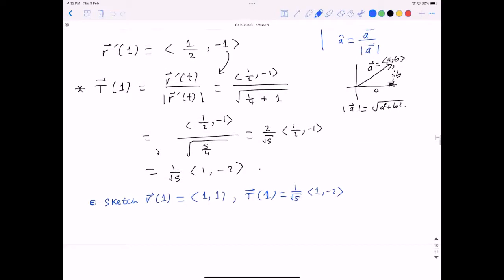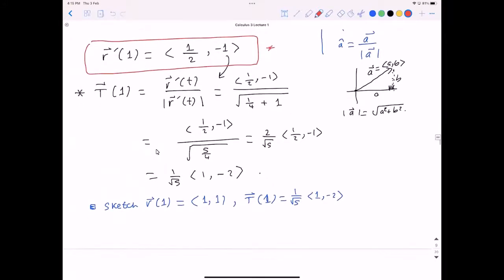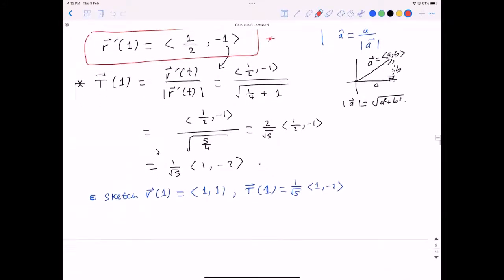Of course, if he didn't ask about the unit tangent vector, we use only this R prime. I think the question in your textbook asks for the tangent vector at 1. So he means this, but I made it a bit complicated and asked for the unit tangent vector. It is the same direction anyway, and we will not measure it exactly. It is only the directions.